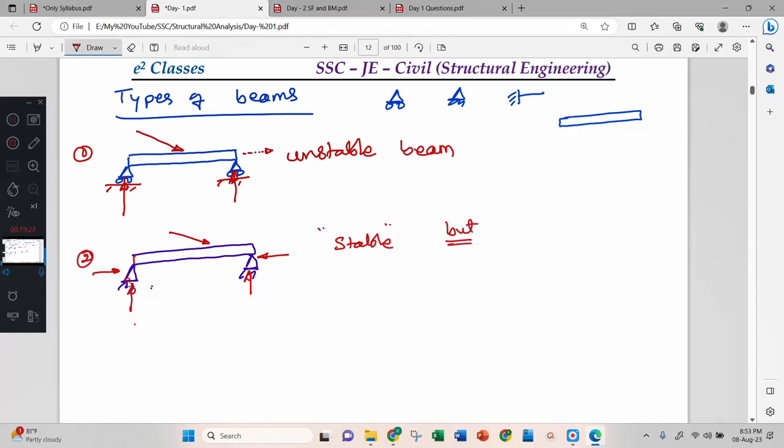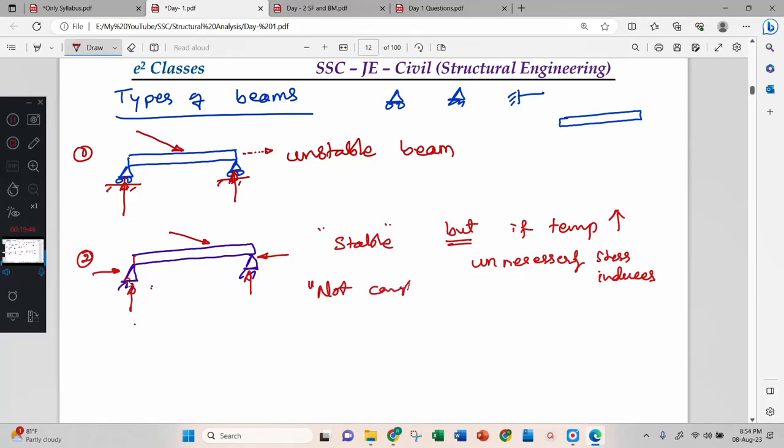But if the temperature increases, then unnecessary stresses will be induced. Correct? Therefore, we will not consider such beams. This is also not considered.